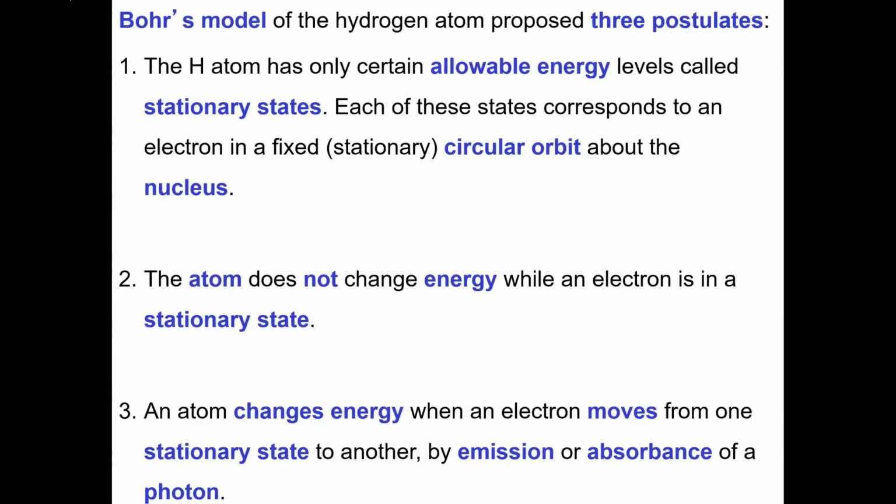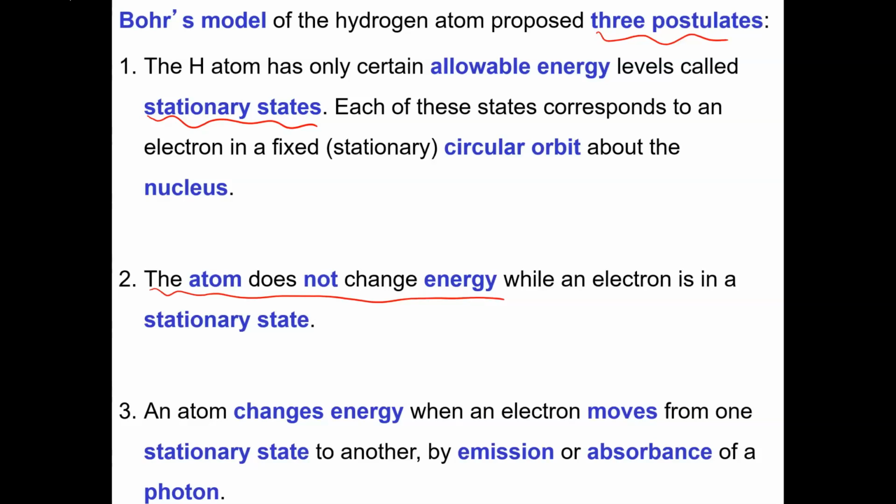So Bohr came up with a model of the hydrogen atom based around three key ideas. He said that the hydrogen atom only has certain allowable energy levels, and he calls these stationary states, because when the atom is in one of these stationary states, it neither gains nor loses energy. It's just kind of stable. What those states correspond to is an electron in a fixed stationary circular orbit around the nucleus. This is a little odd, because when electrons move in circles, they normally radiate energy. So this is a little bit controversial.